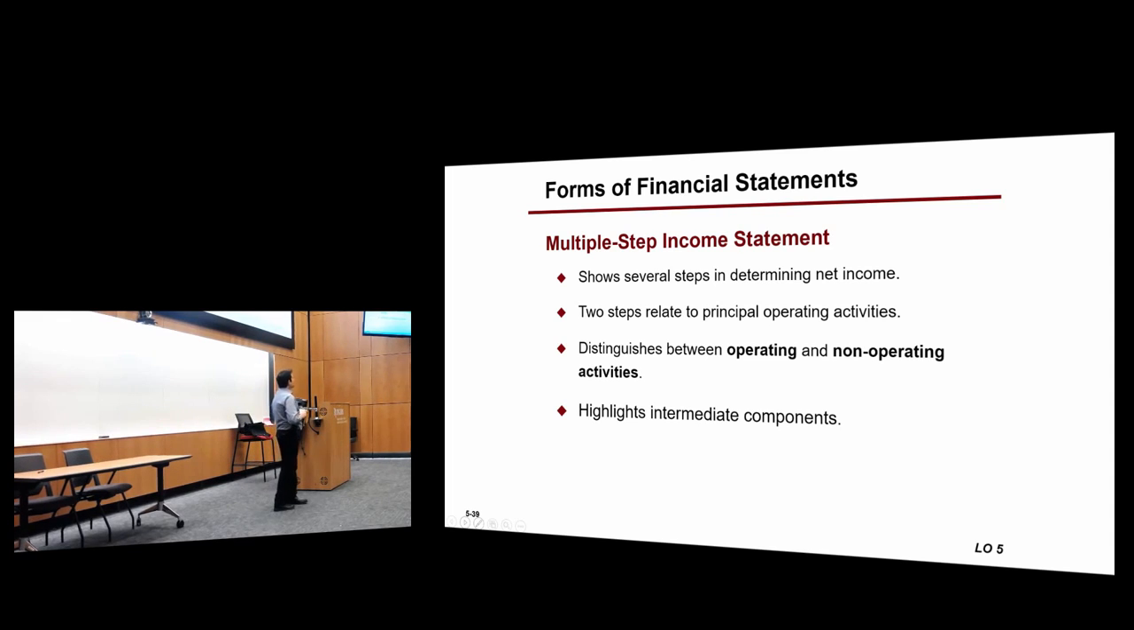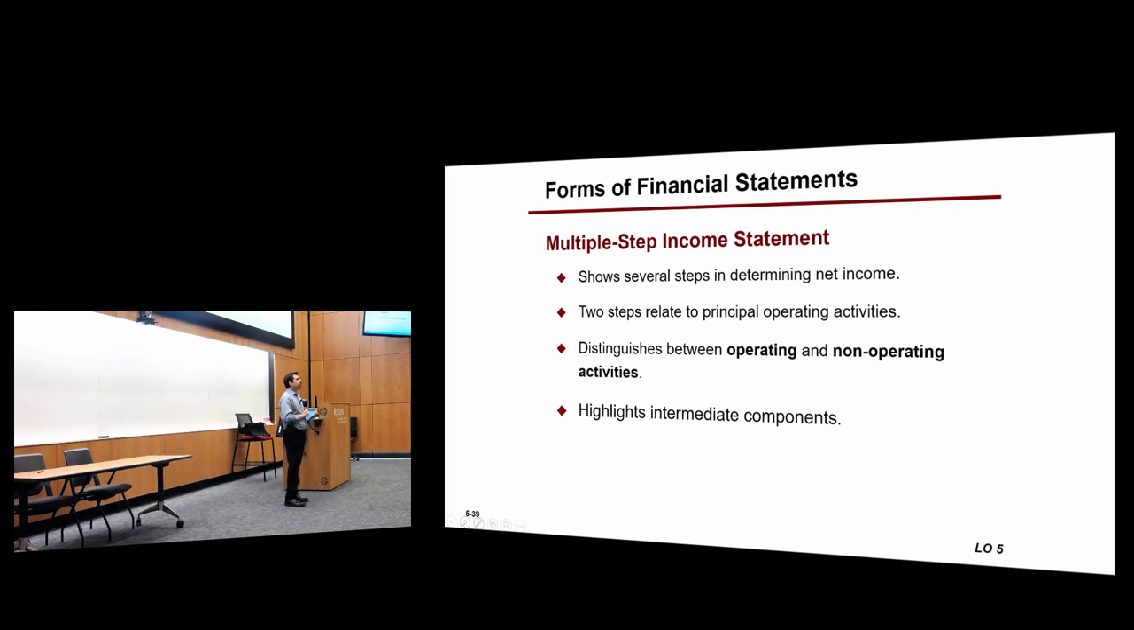So there are different ways of preparing an income statement. You have the multi-step income statement and you have the single-step income statement. The single-step income statement is much simpler. You have one step: you list all revenues, you list all expenses, and the difference between the two will be net income or net loss. This is very similar to what we did before.